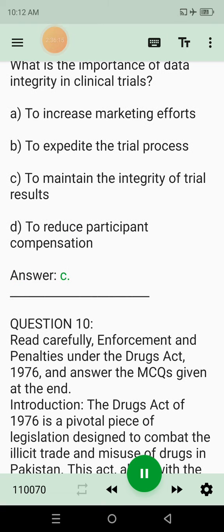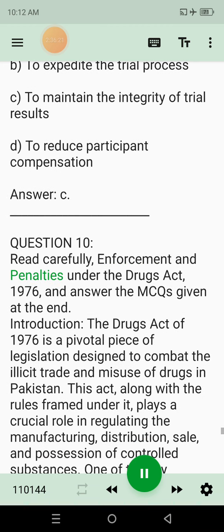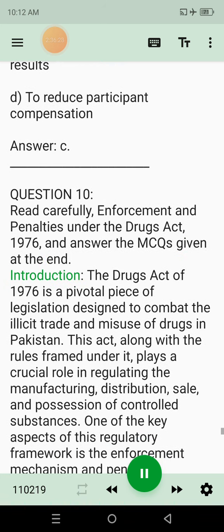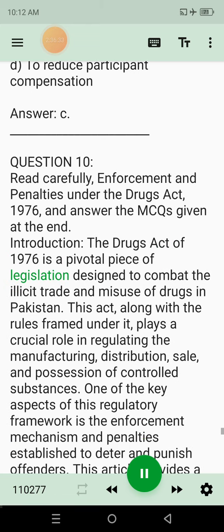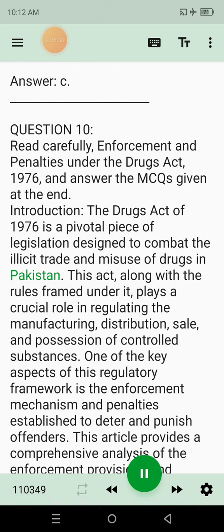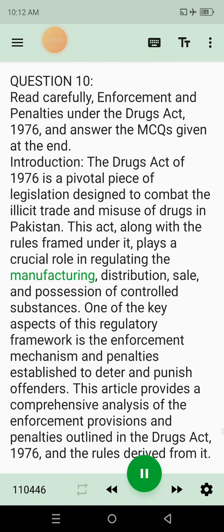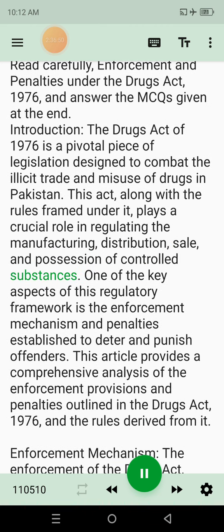Answer: C. Question 30. Read carefully, Enforcement and Penalties under the Drugs Act, 1976, and answer the MCQs given at the end. Introduction. The Drugs Act of 1976 is a pivotal piece of legislation designed to combat the illicit trade and misuse of drugs in Pakistan. This act, along with the rules framed under it, plays a crucial role in regulating the manufacturing, distribution, sale, and possession of controlled substances.